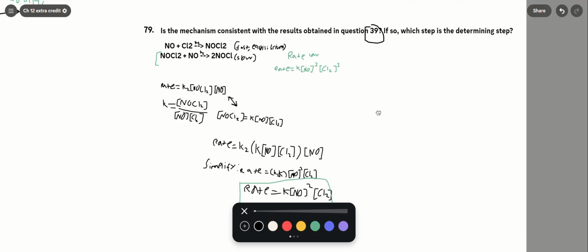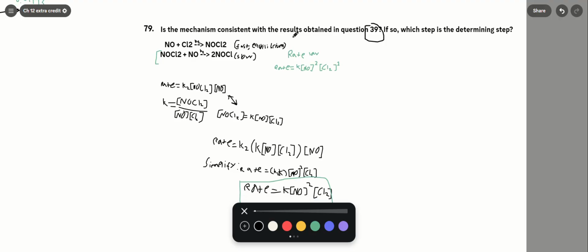So for question 79, it is asking, is the mechanism consistent with the results obtained in question 39? If so, which is the rate-determining step? Now that we've done 39, we can answer this question. So we can assume that step 1 is fast and at equilibrium, and that step 2 is slow. First we have to make the rate law for step 2 to compare it to the rate law from question 39.